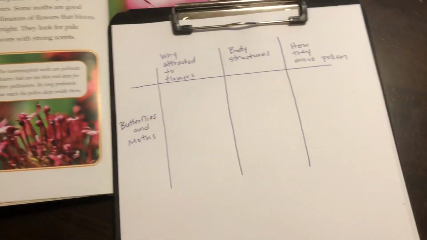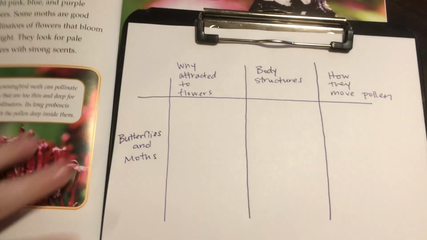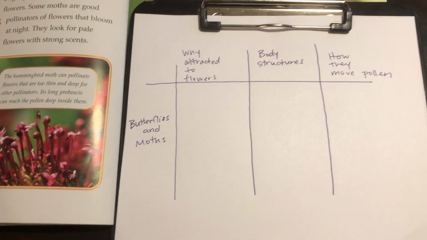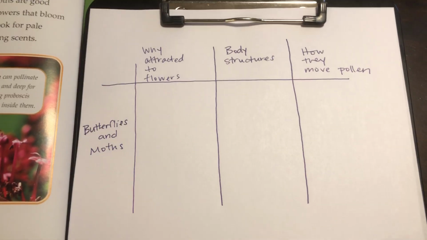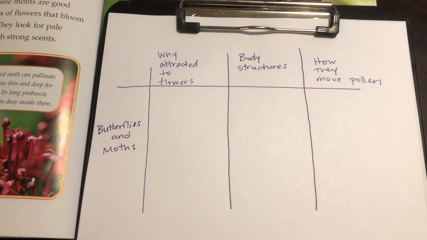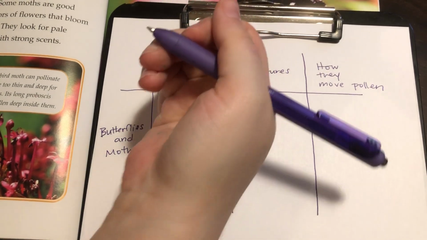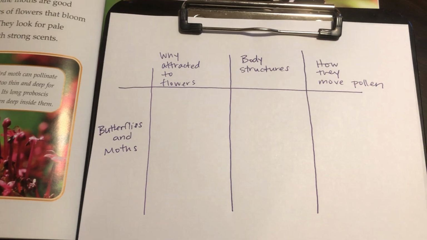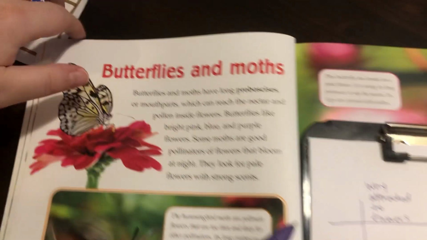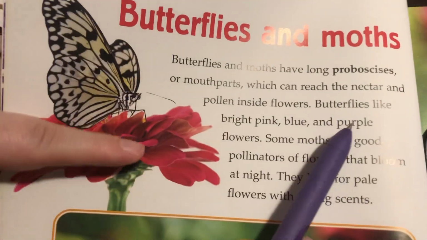All right, so now go ahead, get your pencil and your note-taking paper, and let's jot down our notes so that we can write our pollinator paragraph about butterflies and moths. So first of all, what did we learn about why these insects are attracted to flowers? Let's go back into the text and see what it says.